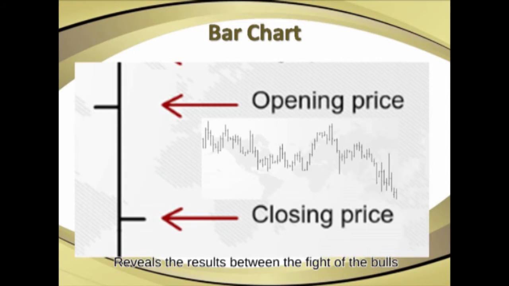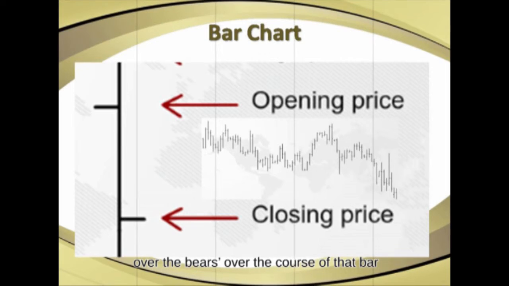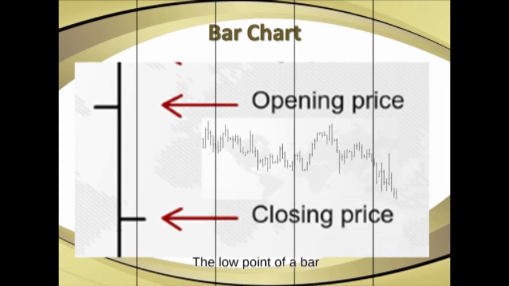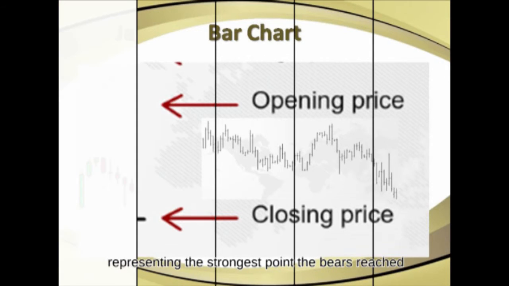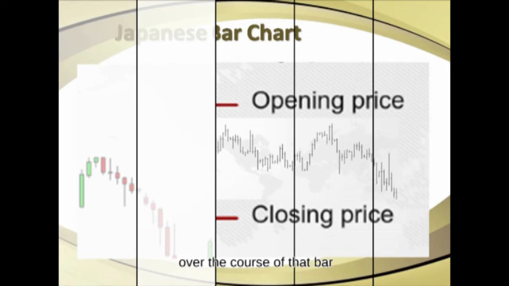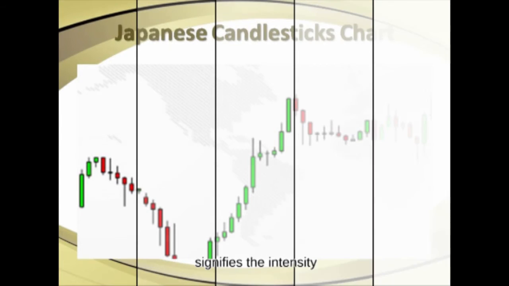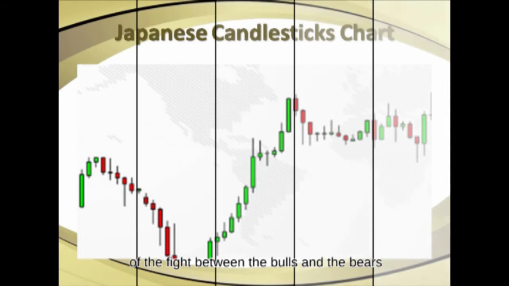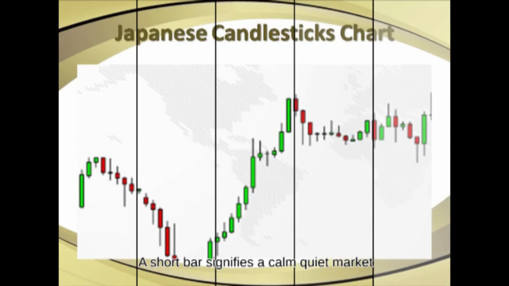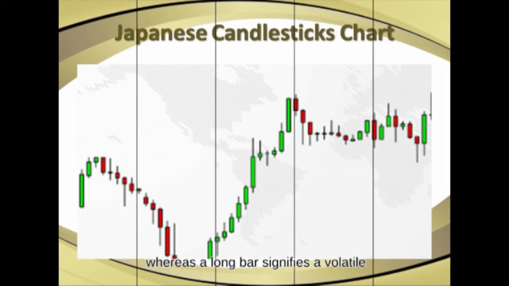Closing price reveals the results of the fight between the bulls and the bears over the course of that bar. The closer the closing price to the high price, the stronger the bulls' victory over the bears over the course of that bar. Low price. The low point of a bar representing the strongest point the bears reached over the course of that bar. The distance between the high and low points of the bar signifies the intensity of the fight between the bulls and the bears. A short bar signifies a calm, quiet market, whereas a long bar signifies a volatile, stormy market.